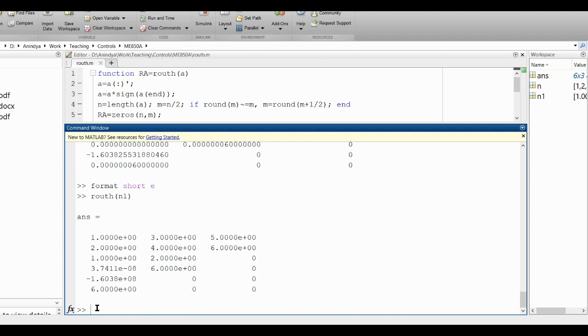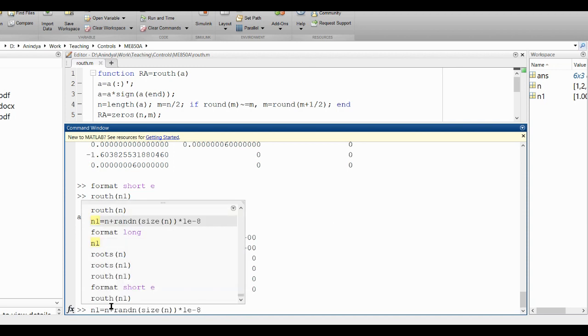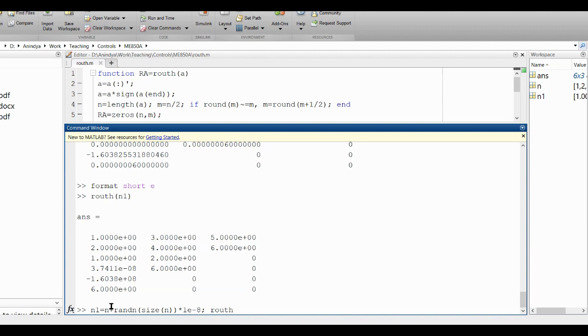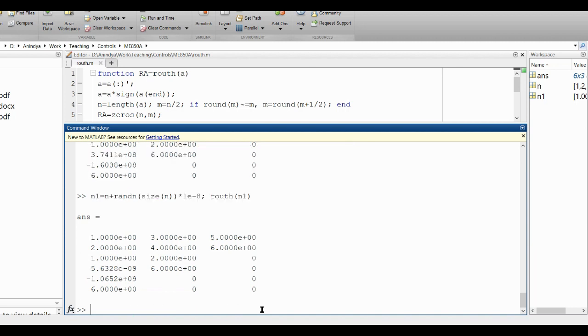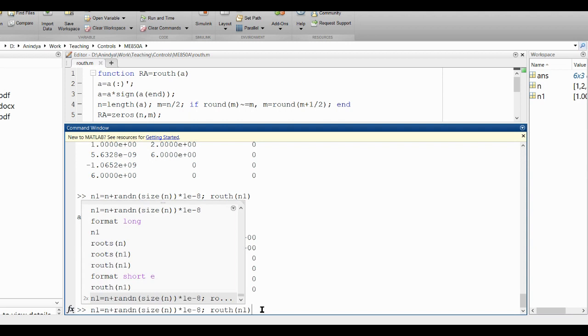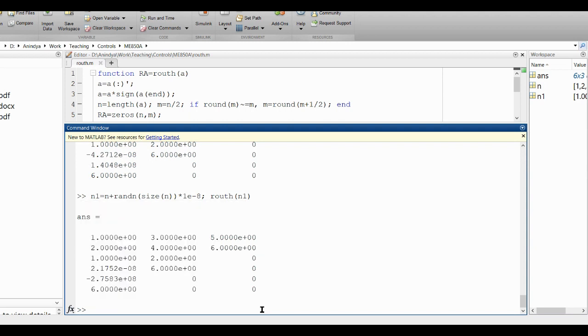sign changes. You may think that this is random because after all I did a random perturbation. So let me do it again. Okay, so let me perturb and say Routh n1. So I'm perturbing n again randomly. Okay, and this is rand n, so positive and negative both are there. You see two sign changes. Let's do it again. Two sign changes, and two sign changes every time. This is robust. That is because the roots are robust.